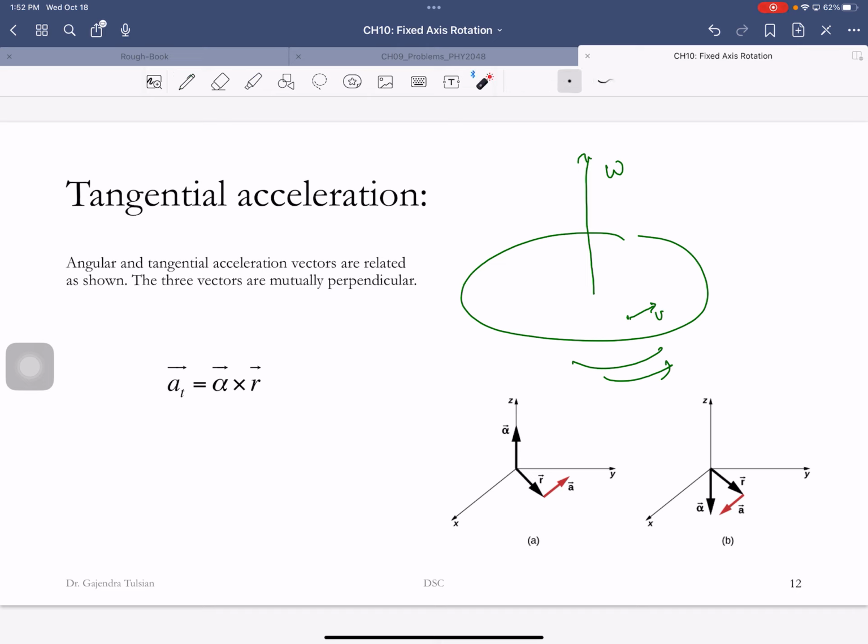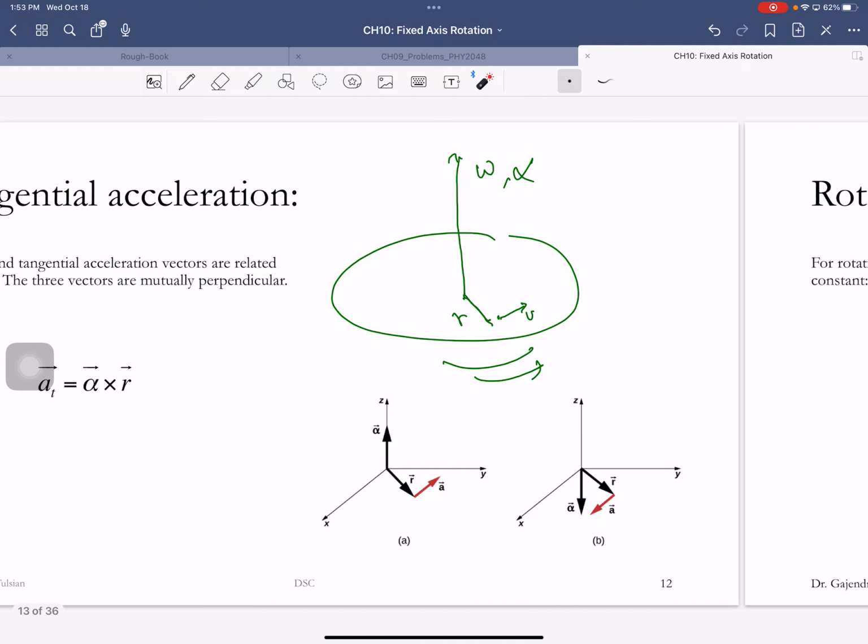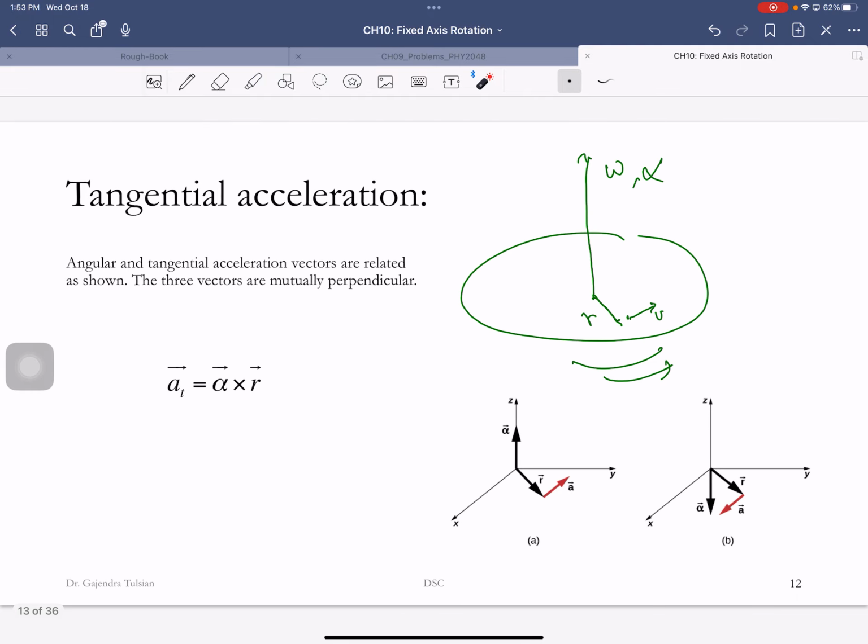The rate of increase of the speed is called the tangential acceleration, and it's pointing in that direction. It is the angular acceleration of this spinning wheel times r, the distance the object is from the axis of rotation. And alpha is the angular acceleration. So the tangential acceleration of this point is alpha cross r. This tells you the rate at which the speed increases.